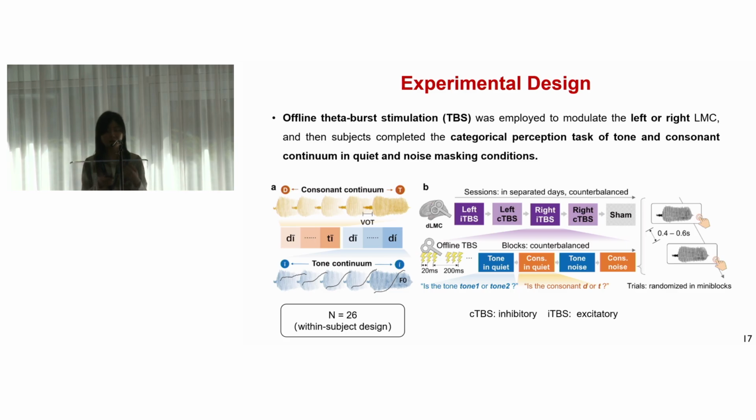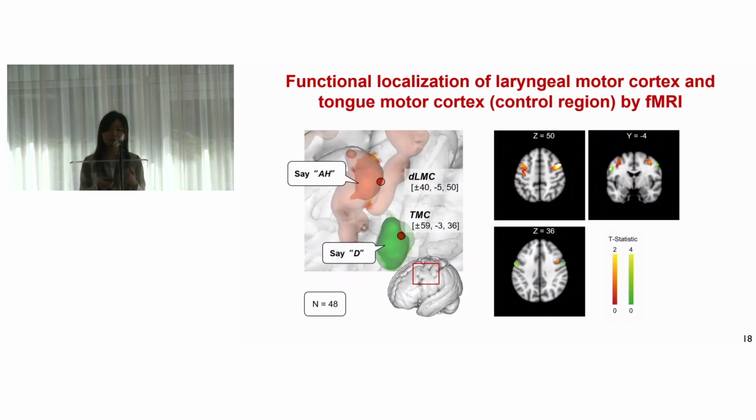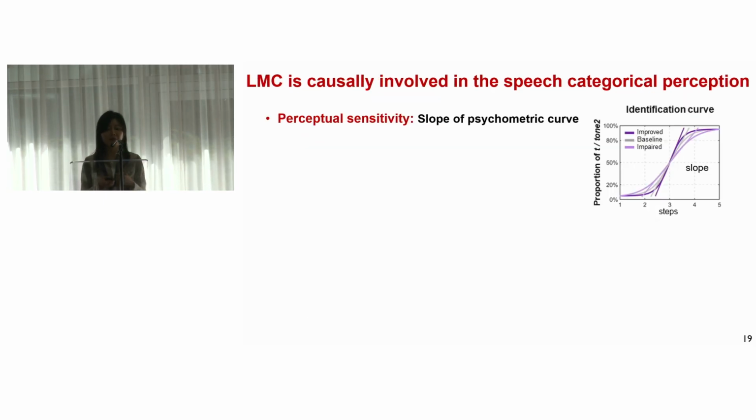And then the subjects listen to those and do those categorical perception tasks on tone or on consonant, whether in noise or in quiet, on different days. So we first localize our laryngeal motor cortex and also the tone motor areas as a control region by fMRI, and then we do the TMS study. And here are the results.